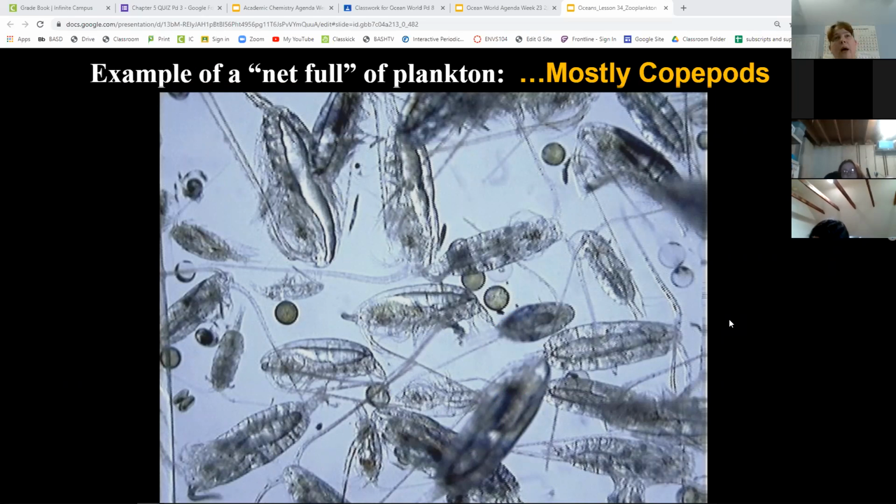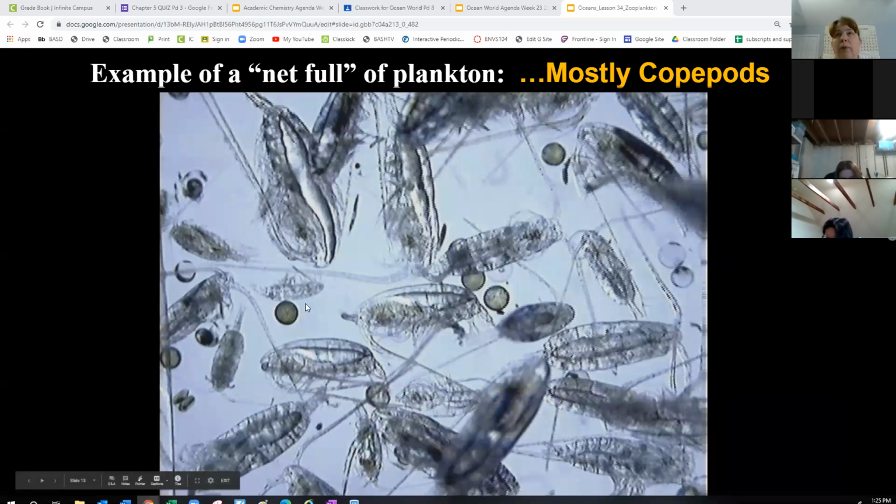So if you were to go out to the ocean and do a plankton net drag, in other words, take one of those nets I showed you pictures of and drag it through the water, you're going to come up with almost entirely copepods in your net. So while you will get other plankton, it will be primarily copepods because of that number.